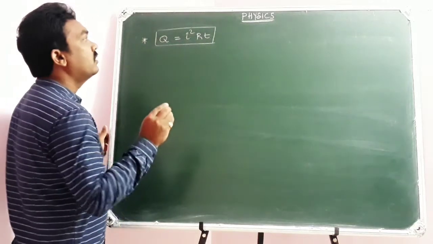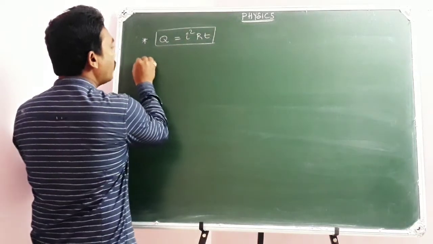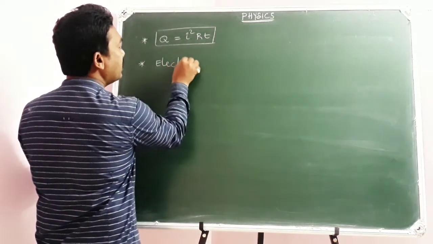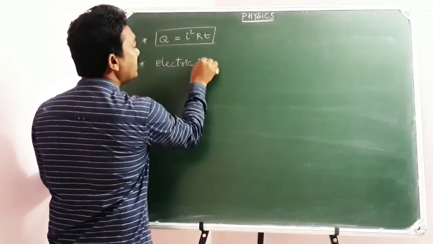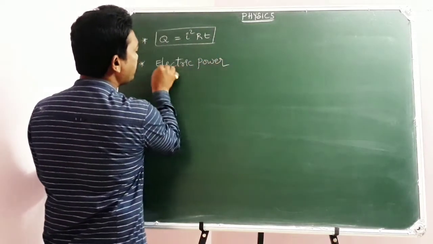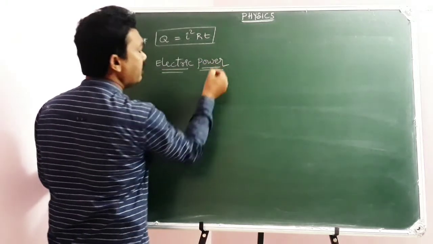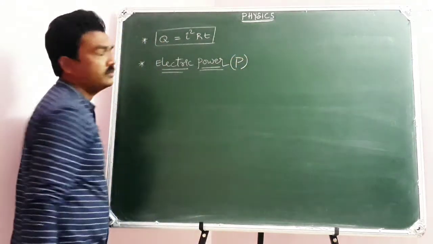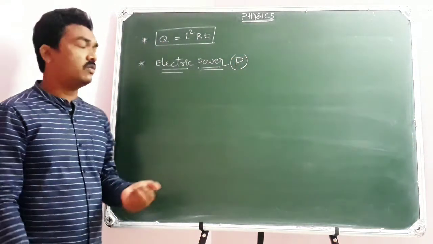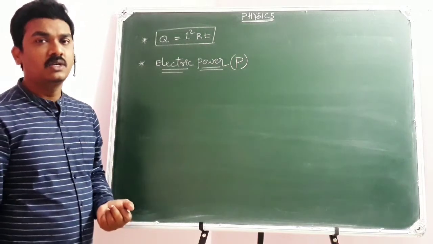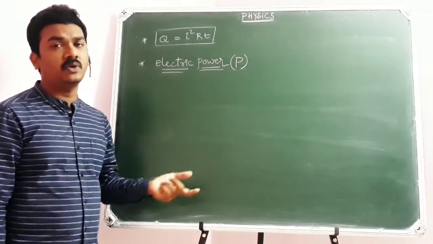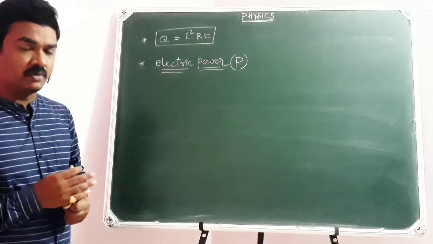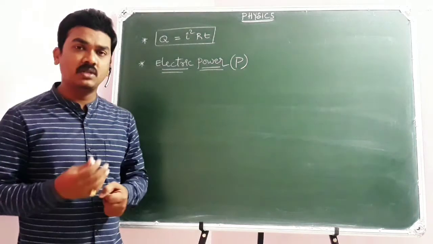Now in this particular class, we are going to introduce another physical quantity here in current electricity, which is electric power. Electric power or electrical power is represented by P. This is another physical quantity that we are going to introduce here, and it has a very important role in the concepts of current electricity. So first of all, what is electric power? And why do we talk about this concept of power?